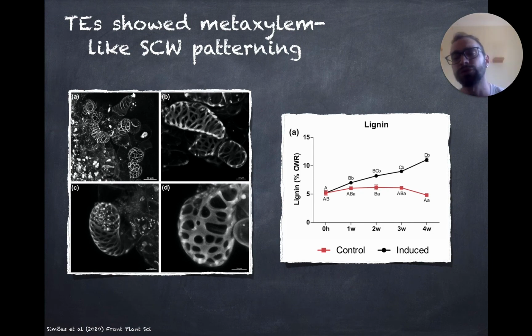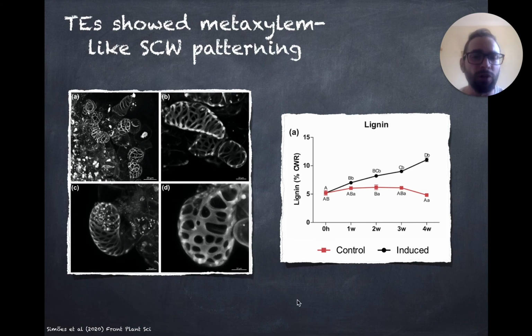We developed a xylem culture for sugarcane, in which we treated these cells with a combination of auxin and brassinosteroids, and we were able to induce the transdifferentiation of those suspension cells into tracheary elements. Those tracheary elements, as you can see here, show a metaxylem-like secondary cell wall patterning, such as the pitted one, as you can see here, and the reticulate one, as you can see at the top of this panel.